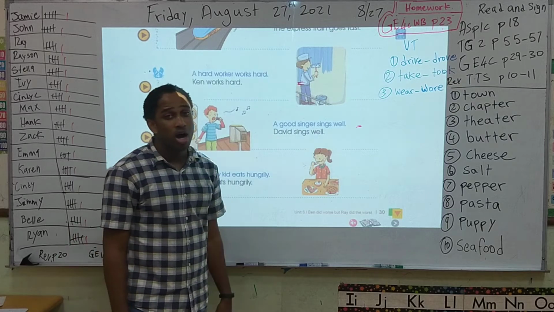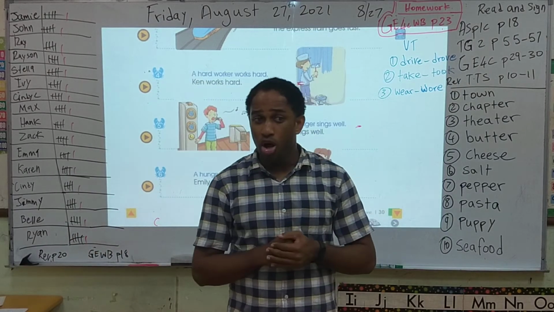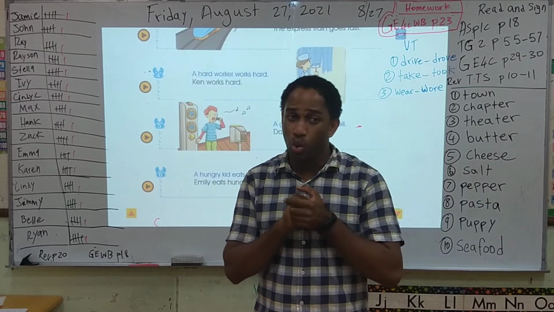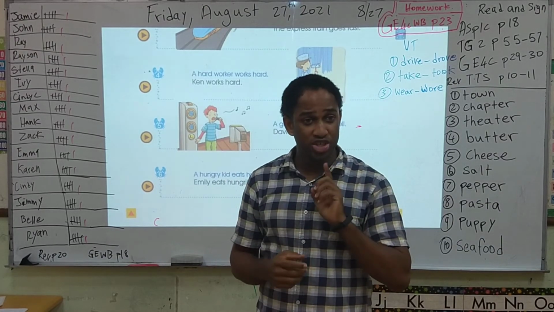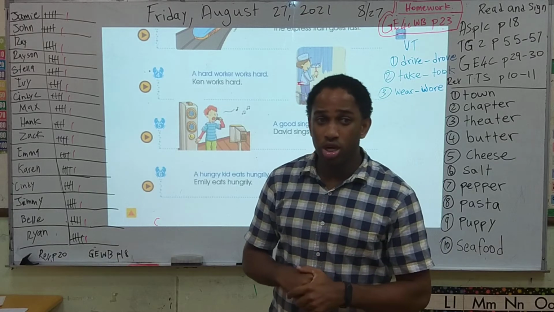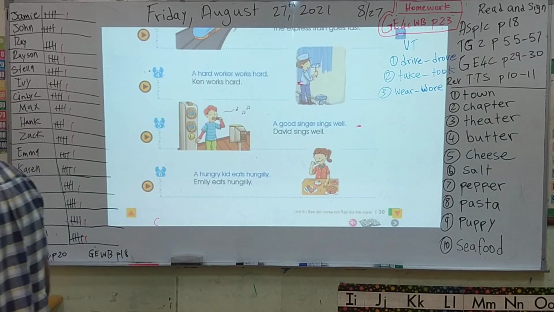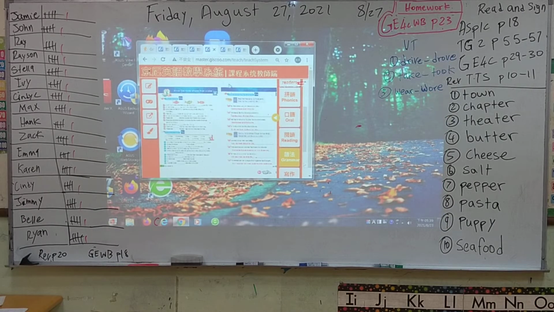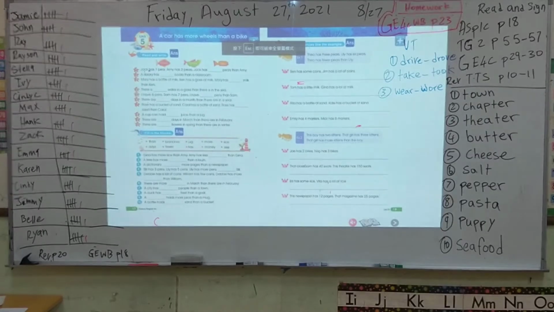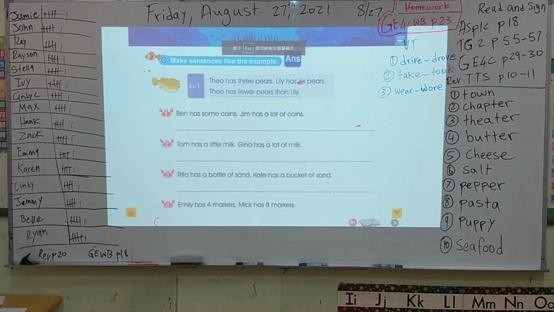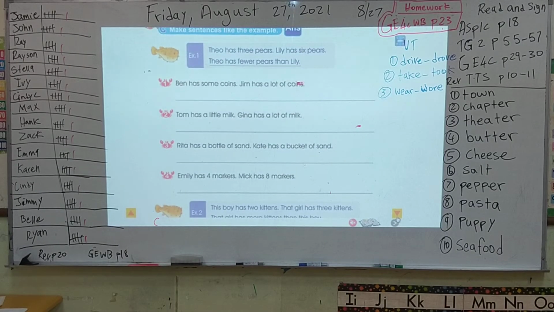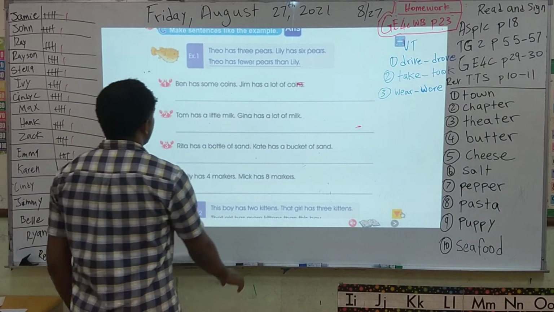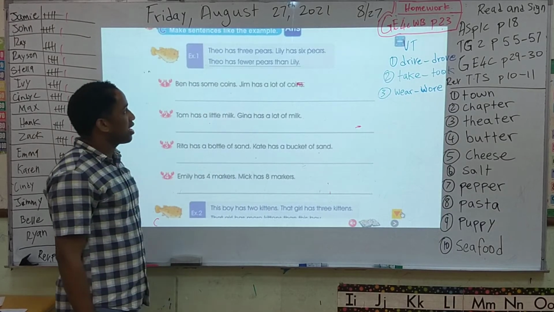Emily eats hungrily. Now, everyone, please take out your GE workbook and turn to page 18. So now we're going to go to our GE workbook, page 18. Okay. So now number 1. Let's write, make sentences like the example.